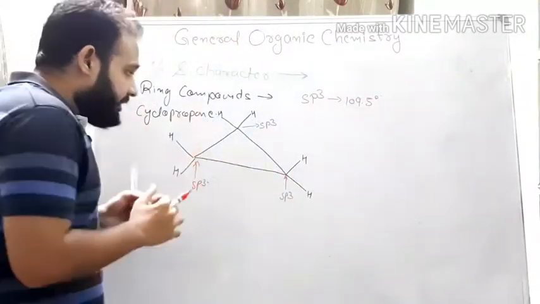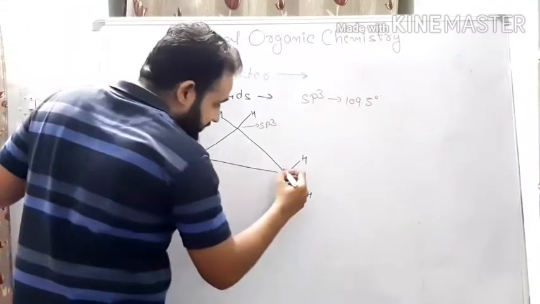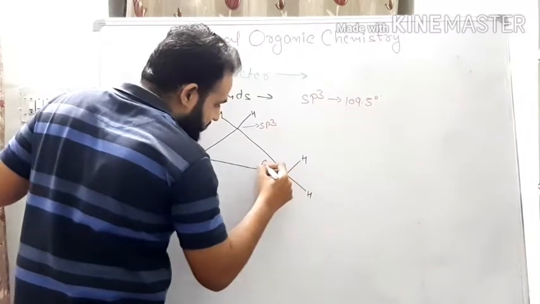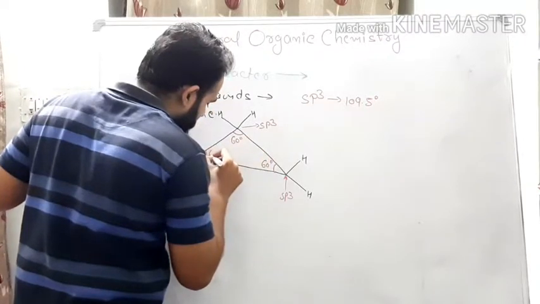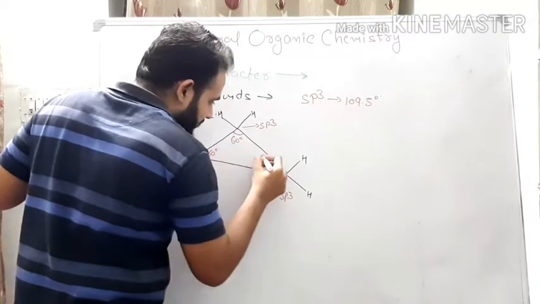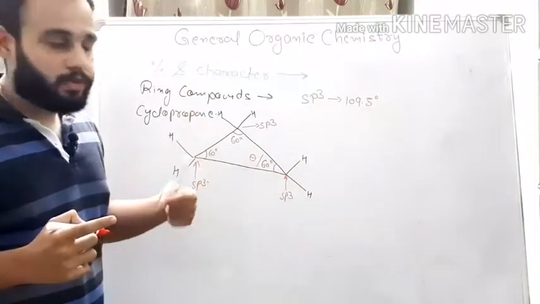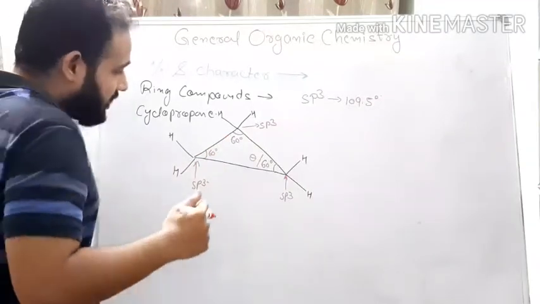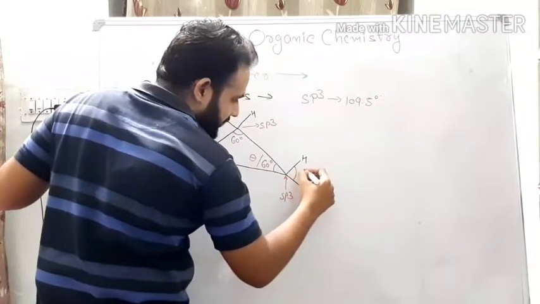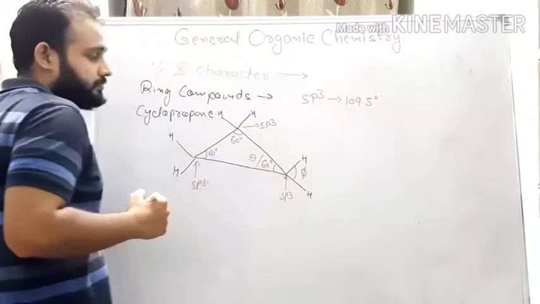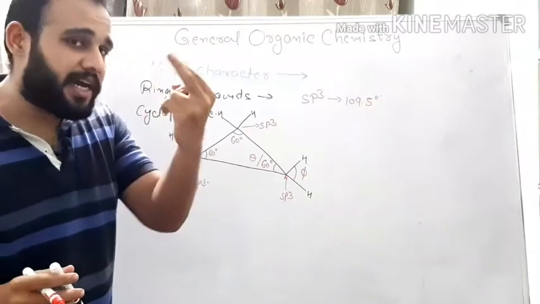But when you look at the cyclopropane compound, the bond angle between these two carbon atoms is 60 degrees. We can denote this bond angle by theta. Here you can see this is 60 degrees, and we assume that the outer bond angle between hydrogen, carbon and carbon is phi. So here two bond angles are present, theta and phi.